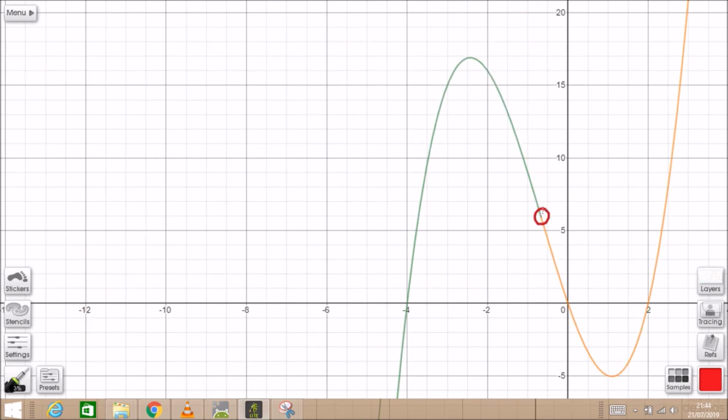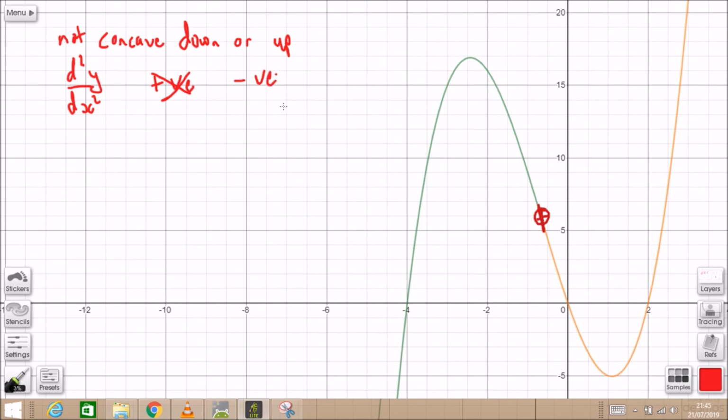There's one more point, and it's this point just here. You can see this point is where the concave down bit finishes, but before the concave up bit begins, so it's neither concave up or down. That means that our second derivative isn't going to be positive, it's not going to be negative, but is in fact going to be equal to 0. We call this a point of inflection.